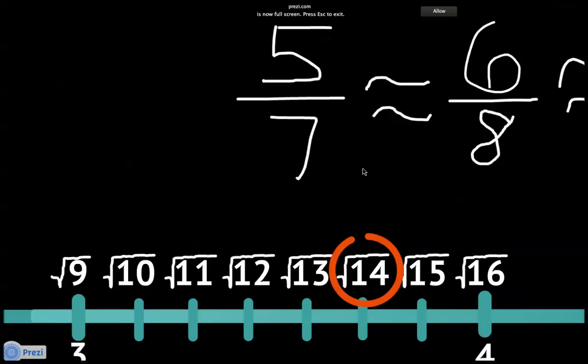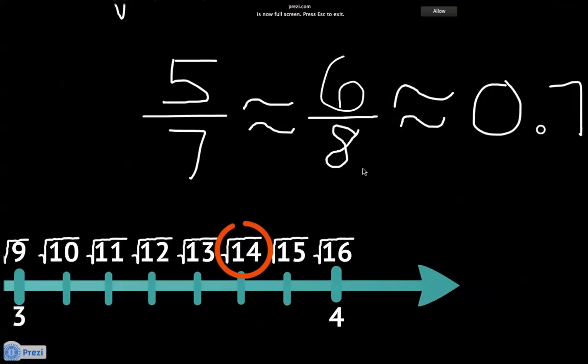Now I started with a tough example because I don't know what 5/7 is, but it's about the same as 6/8, probably a little bit smaller because it's further from 1. 6/8 is 0.75. Since 5/7 is slightly smaller, remember I'm just estimating, I'm going to approximate that at 0.7. So the square root of 14 is about 7/10 of the way between 3 and 4.